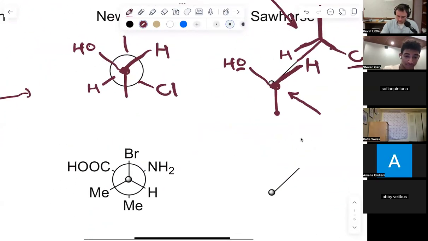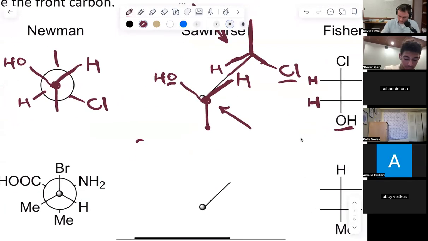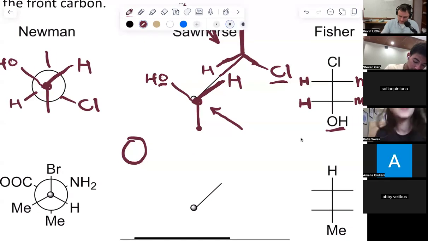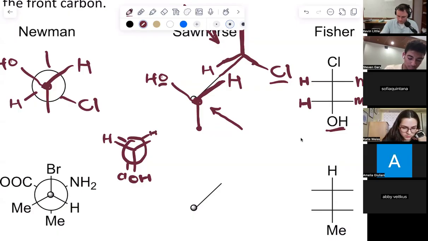I mean, the Newman's another one, right? If you can work well with Newman's, if I know the OH and the Cl have to be down, I can draw it like this. I can rotate this hydrogen over here. And I'm going to put the Cl down, which rotates, keeping everything clockwise or counterclockwise to each other.